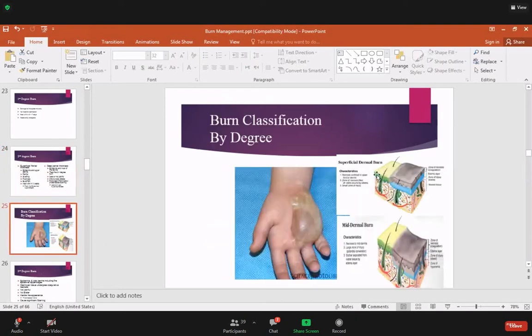If you see this picture, this is epidermis, the green one. If I can make it a bit bigger.